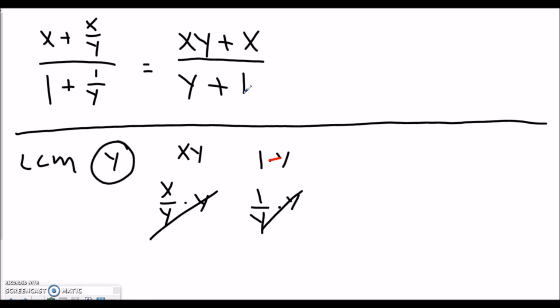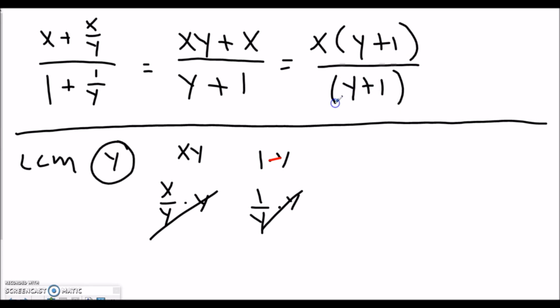And we're looking at this and we say, well, we think we're done. It looks like we're done. Is there anything I can do? Well, what if I factor the GCF, x, out of the top? Now I notice my y plus 1's cancel. So my answer is just x. And that actually wasn't too bad.